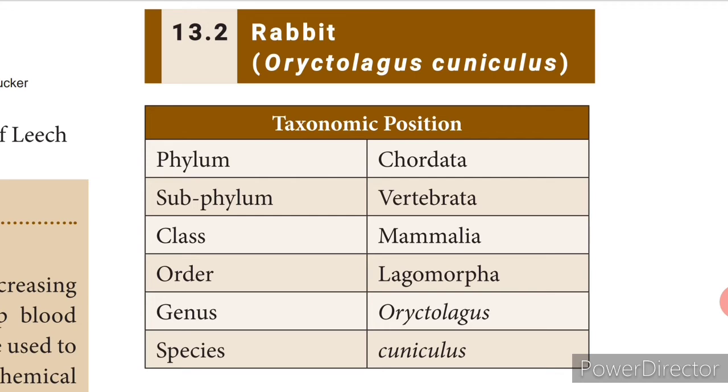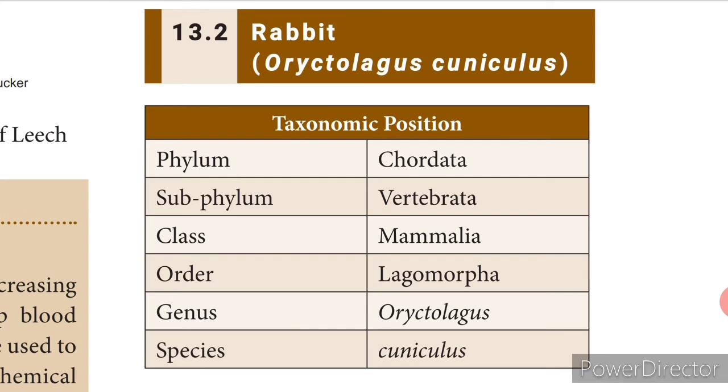Digits contain claws. The tail is short, and the skin, if you see, is covered with fur, and it also contains glands such as sweat glands, sebaceous glands and mammary glands, and they secrete milk and nourish the young ones, and the sebaceous glands regulate the body temperature.